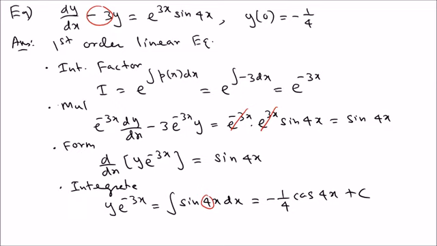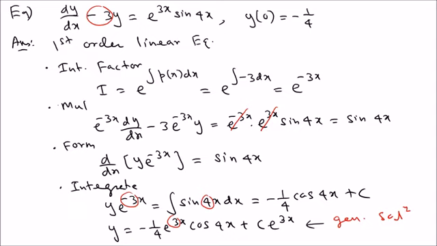Now what we can do is multiply both sides by e to the 3x. When you multiply by e to the 3x, it's the opposite sign. So negative 3, you multiply by positive 3, so that they're going to cancel on the left side. On the other side, you multiply by e to the 3x. So you're going to get negative 1/4 e to the 3x times cosine 4x plus c e to the 3x. So that is the solution. That's the general solution.